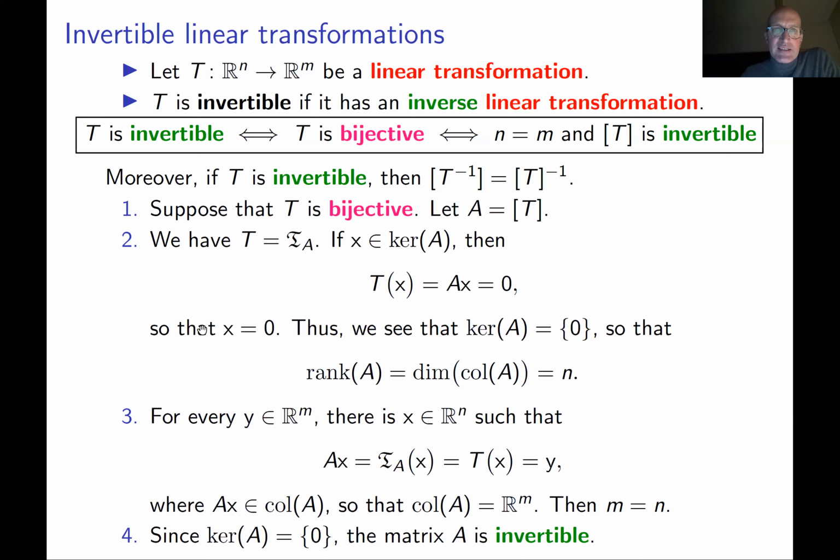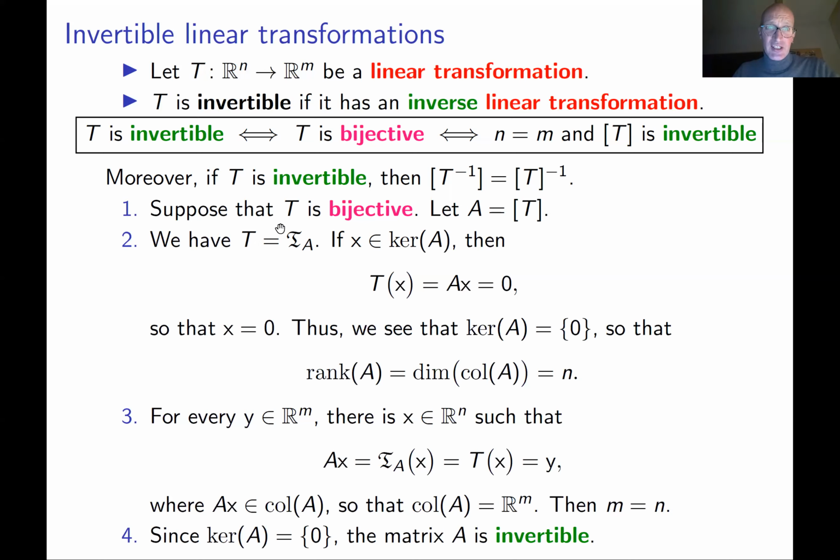So we assume that T is bijective. Now we use the help of our translation. We translate everything into the language of matrices, because for matrices we already know a lot of things. You take the standard matrix of T. This is an M times N matrix, A. Then we also know from this big theorem about translation that if you translate back, if you take matrix A and take its linear transformation, this Gothic T subscript A, then you get back T.